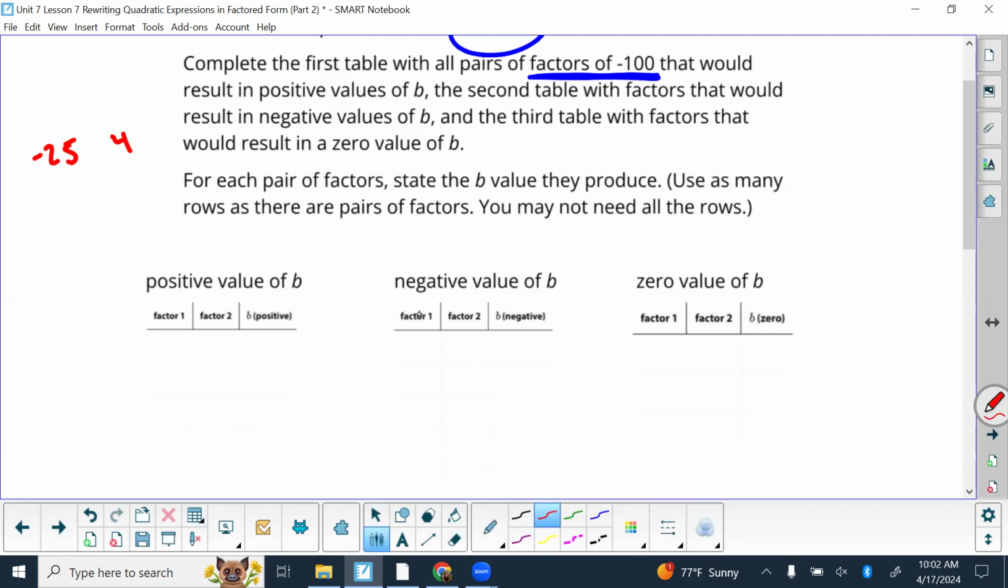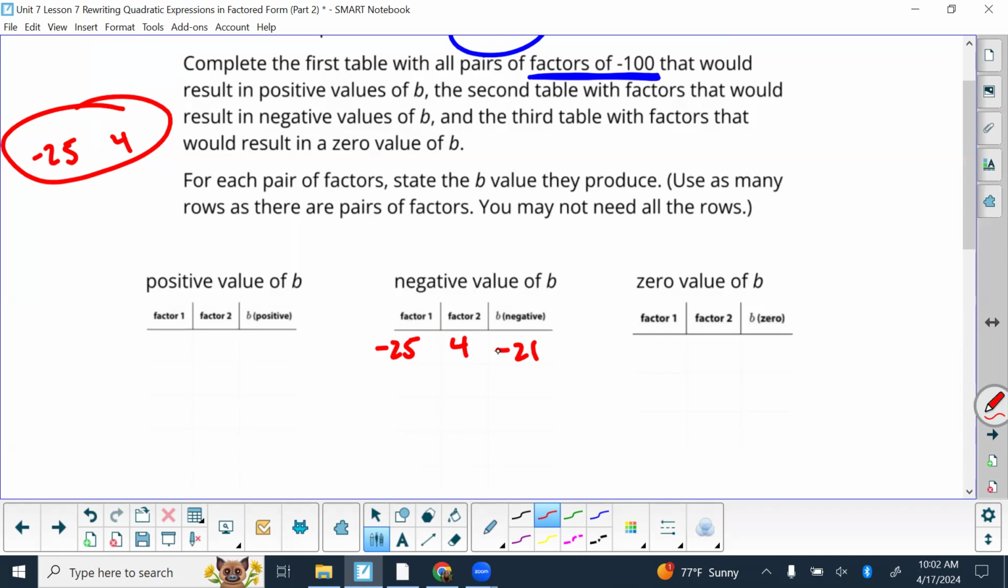What table should it go in? If these are my two factors, it should go in this one, where when we add them, we get a negative value for B. What's negative 25 plus 4? Negative 21. Does that make sense? Are we getting it now, maybe?